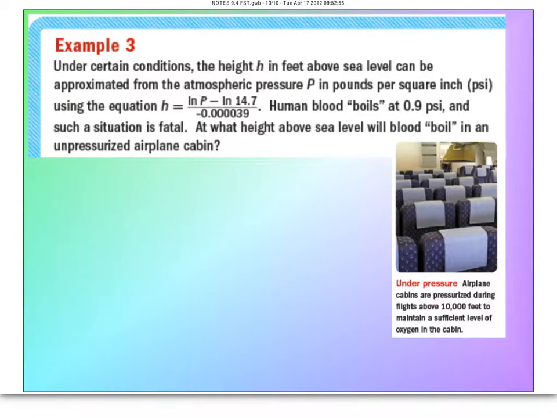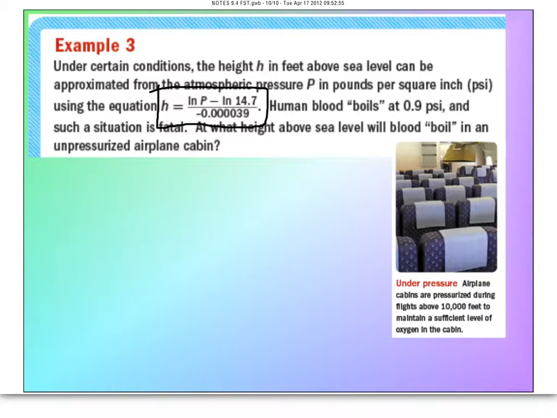Now the last thing I want to show you is how this might be used. It says here, under certain conditions, the height, h, in feet above sea level can be approximated from atmospheric pressure, which is P, in pounds per square inch. So PSI is what our tires use in our car. Here's an equation that they have that deals with, again, the h here is the height above sea level, P is the atmospheric pressure.